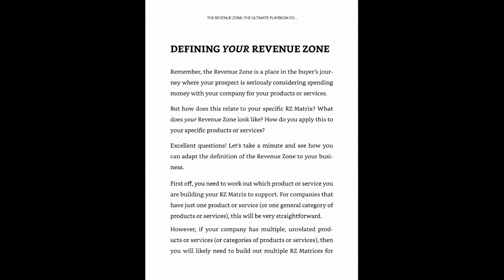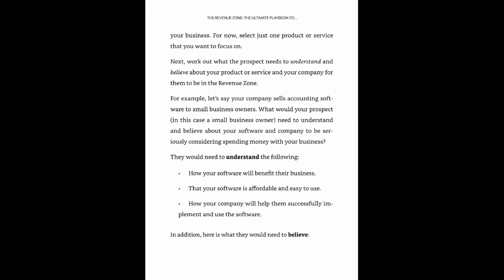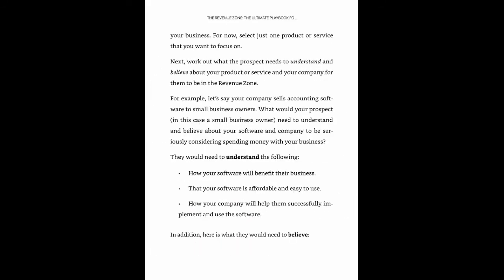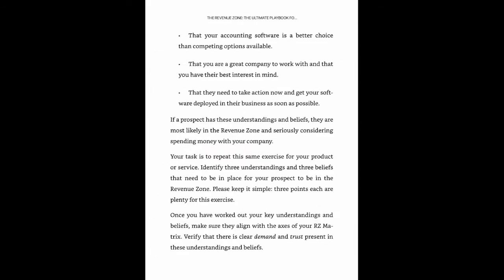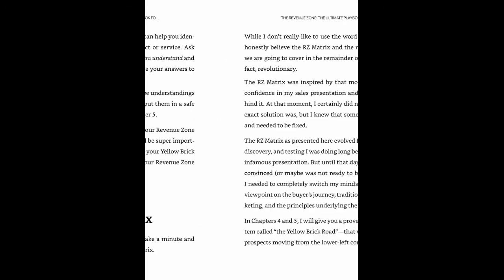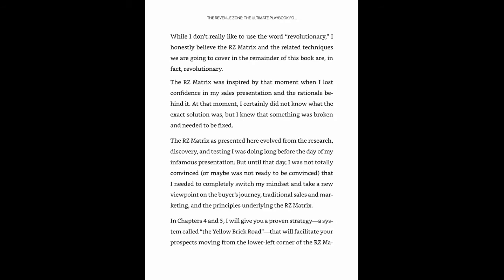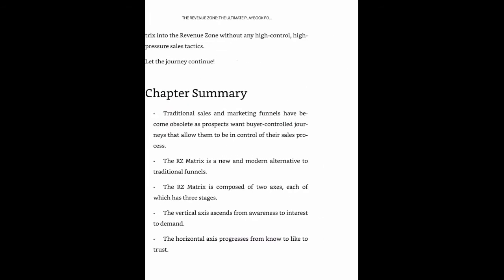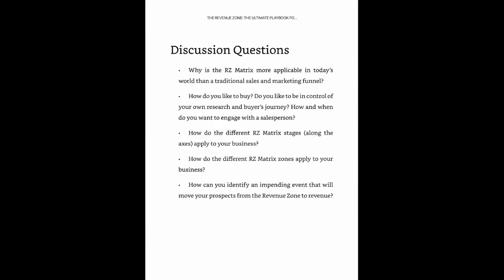As we end the chapter, we talk about how you can define your own revenue zone. And again, what I mean by that is, what are the things that your prospect would need to understand and believe about your product in order for them to be in a place where they're willing to consider spending money with your business. So we go through an exercise and a couple of examples that you work out for your own business. Finally, we talk a little bit more about the genesis of the Revenue Zone matrix and some of the research that we've done to create that. And then we end off with a chapter summary and some discussion questions.